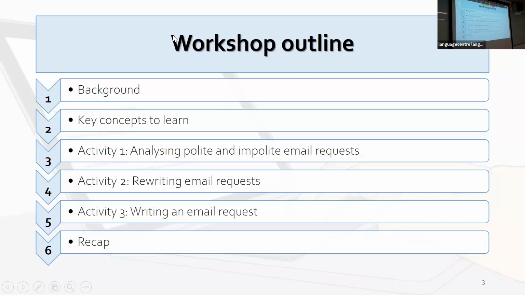So here comes the workshop outline. I'll begin by giving you some background information about why it is important to have this workshop. And then I will have one slide to show you the key concepts that I would like you to remember throughout and even after the workshop. And then we'll have three activities. Hopefully we will have time to cover all the three activities.